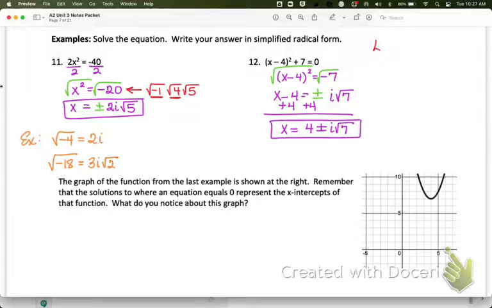Let me give you one more to try simplifying just so you can kind of practice this yourself. See if you can simplify the square root of negative 200. See if you can write that down on your paper.